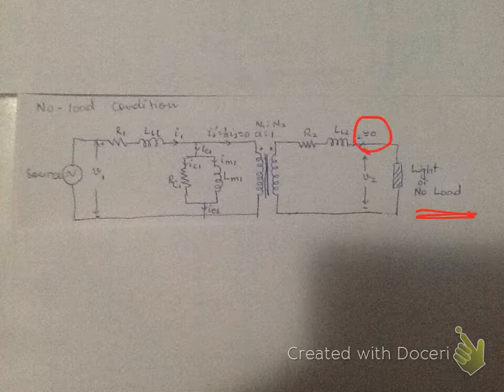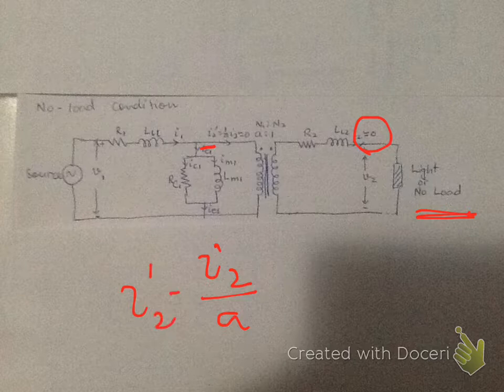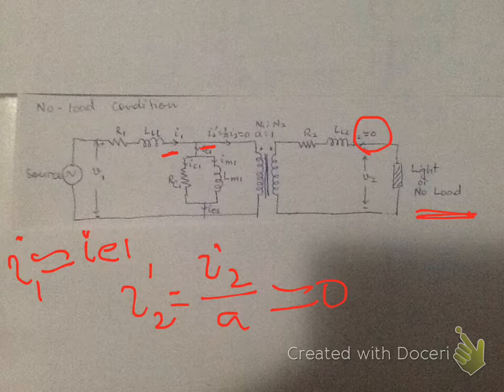What that means is, here you have I2 prime, which is the current flowing in this part, and that's given by I2 divided by A, right? Since I2 is 0, your I2 prime is also going to be approximately 0. That makes this current I1 approximately equal to only the excitation current.